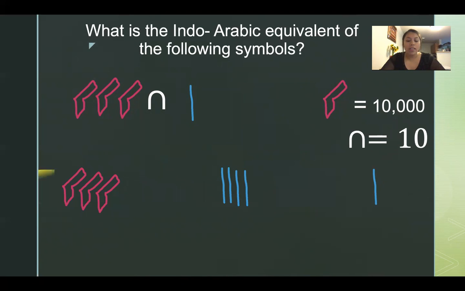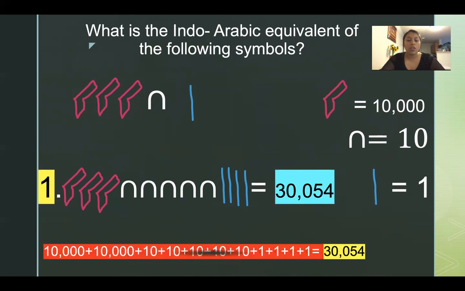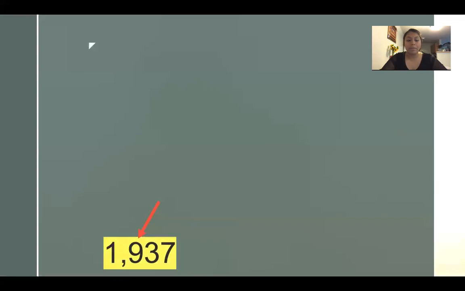If we add all this up, we get a grand total of 30,054, which is, each pink finger is equal to 10,000. So we do 10,000 plus 10,000 plus 10,000 plus 10, 10, 10, 10, 10, 10, 1, and 1 gives us a grand total of 30,054.